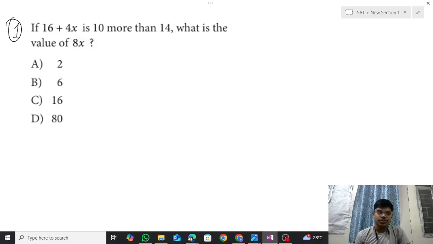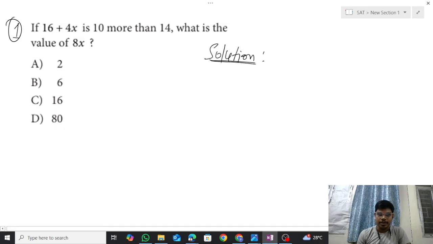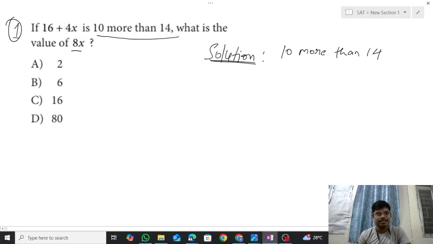In the first question, as you can see on the screen: if 16x plus 14 is 10 more than 14, what is the value of 8x? I hope you have tried this. What is the answer? Let's see the solution. If I ask you, what is the meaning of 10 more than 14? Definitely there is some equation and you need to find the value of 8x. So this is the question.